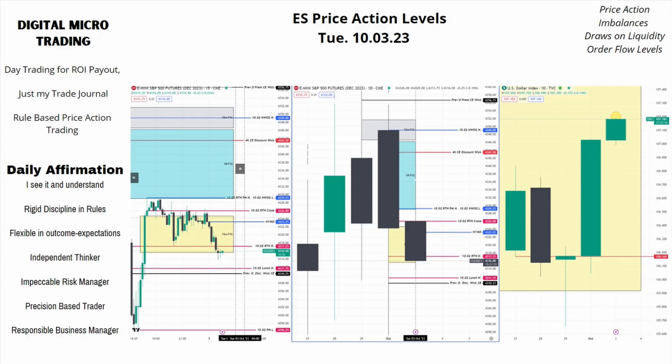Just my trade journal, rule-based price action trading, and I like to do the chart analysis. We're just a little bit away from London opening.